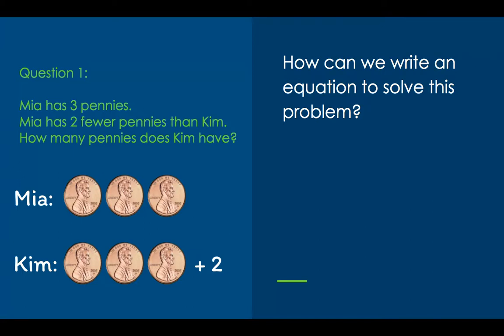How can we write an equation to solve this problem? Here's a picture and the beginning of an equation here, so that'll give you a hint. Think about what equation you would use to show what's going on and to solve the problem. 3, Mia's 3 pennies, plus 2 equals what?